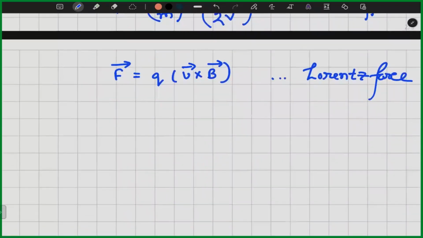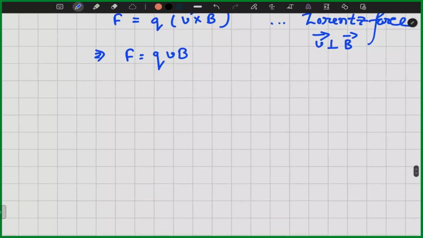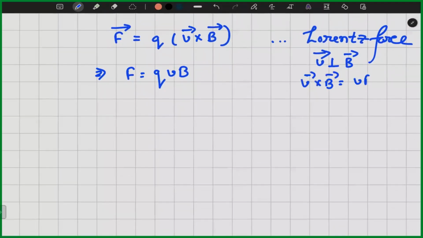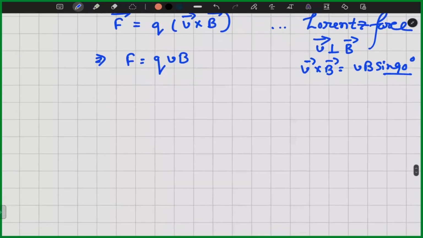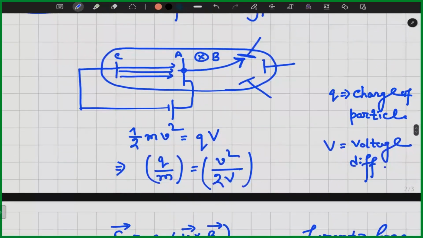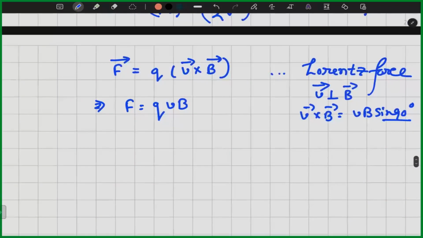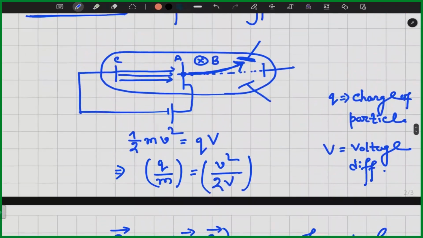Now as v and B are perpendicular to each other, we can write F equals qvB, not considering the vector notation, because v cross B is vB sine 90, and sine 90 is 1. So F equals qvB. This is the force. Due to that force, the particle deviates. Otherwise, the particle should follow this direction. Due to the presence of the magnetic field, the particle deviates and approaches the detector.